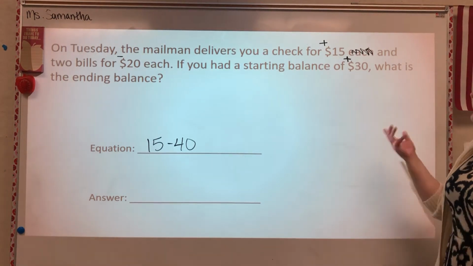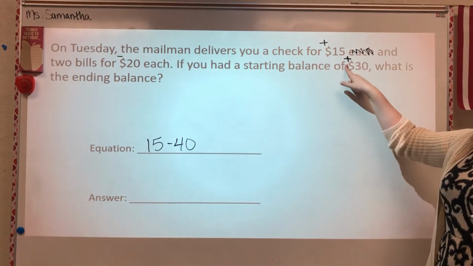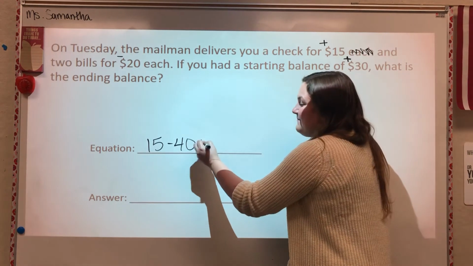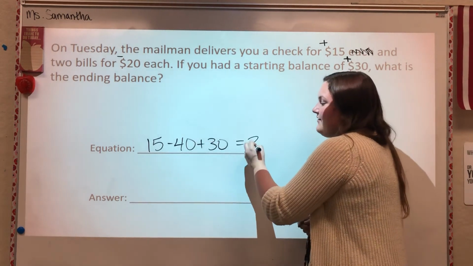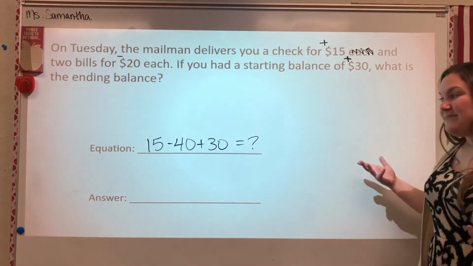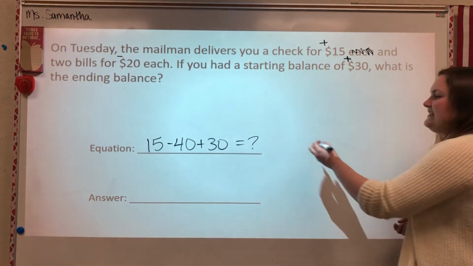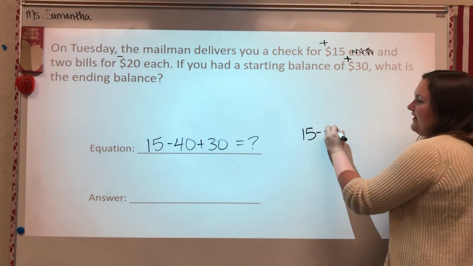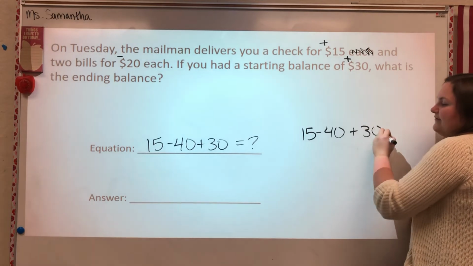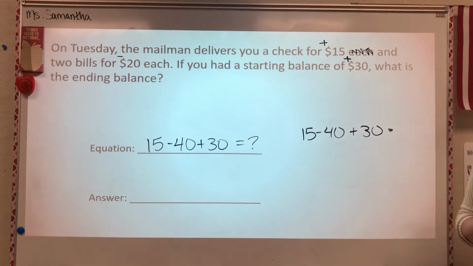The last part says if you have a starting balance of $30, we've already said that's positive, so I can go ahead and just say plus 30. And there we go, that's our equation. The last part is just doing the math. Just like before, we're going to want to go from left to right to figure out what this equals. Go ahead and try. What do you think the answer is for this problem?